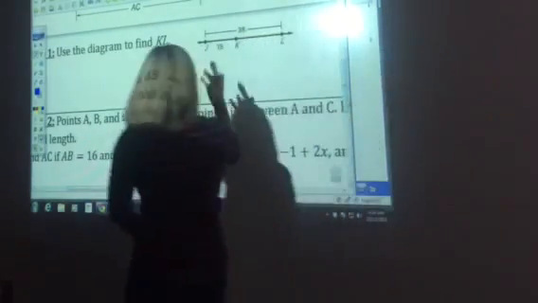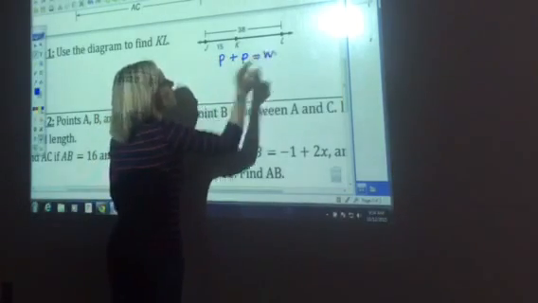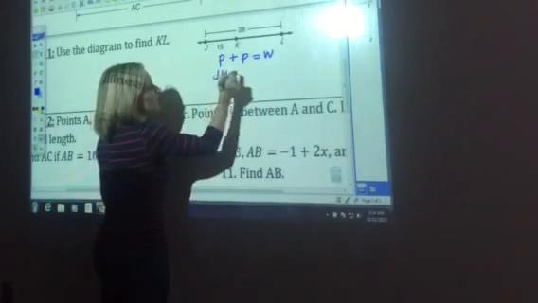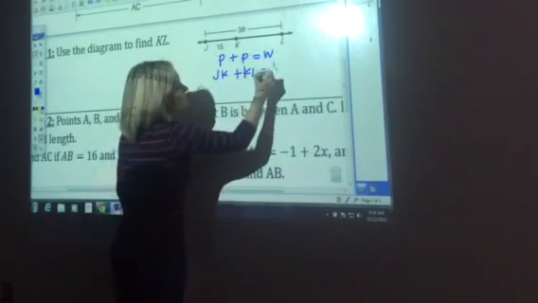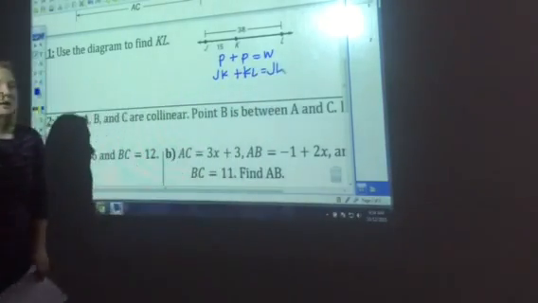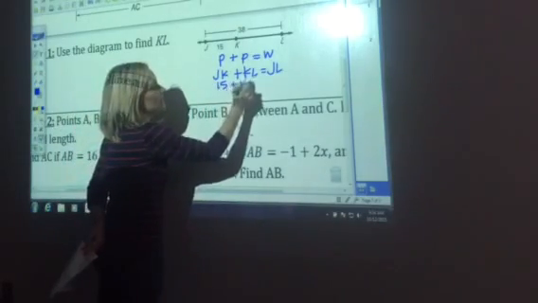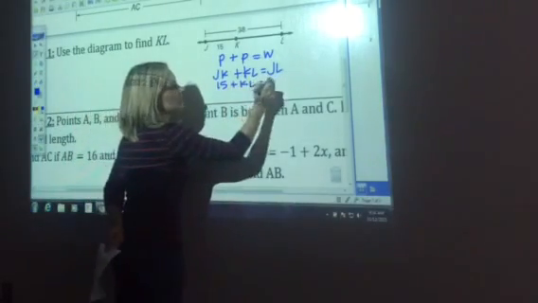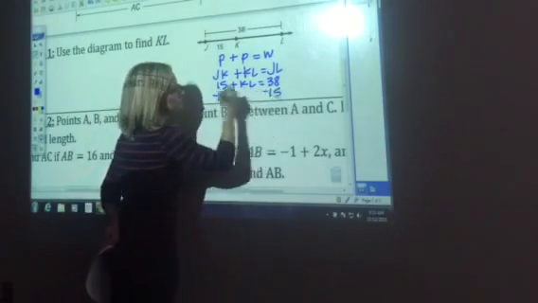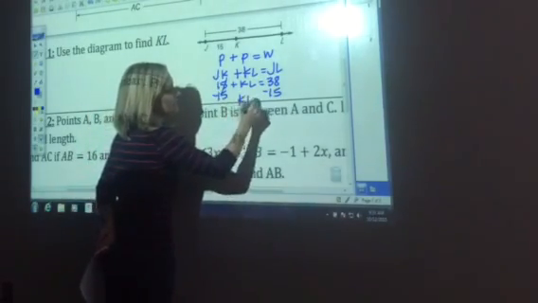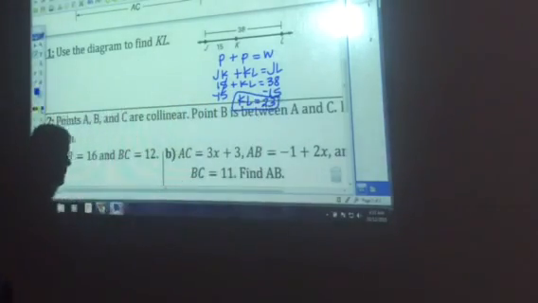Example 1, use the diagram to find KL. Again, to do this, you're using the segment addition postulate. You would say part plus part equals whole. Our first part is JK, our second part is KL, and the whole thing is JL. Once you plug in the given information, you have 15 plus KL, which is what you're looking for, equals 38. So to solve for KL, you would subtract 15. So KL is equal to 23. So that's how you would do that one.